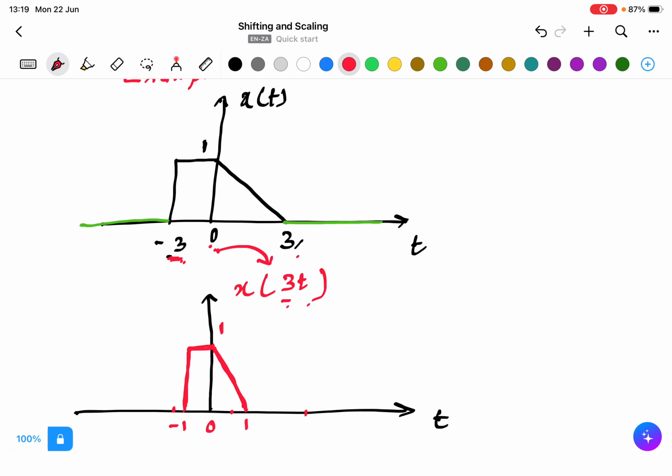Alright, so if you have time shifting and scaling, separately you will do it like that. How we are going to do it when they are in the same question, meaning time shifting and time scaling both, that we are going to do in the next lecture. Thank you.